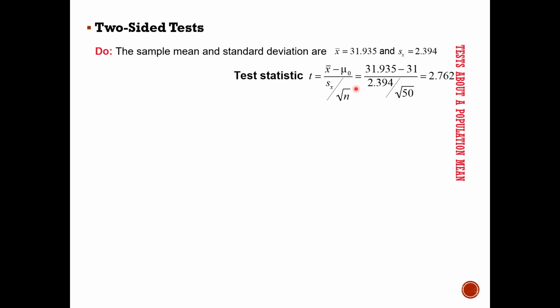And I love that somebody just put in the chat, state, plan, do, conclude, because that is the model we're following. So let's plug some values in. We do 31.935 minus 31 divided by 2.394, which is the S sub x, divided by root 50. We punch that into the calculator because I don't think anybody in here wants to do that by hand, and we get 2.762. Now, right off the top of my head, I'm seeing a t value that's greater than 2. I'm guessing that's going to be significant, but we're going to have to see.